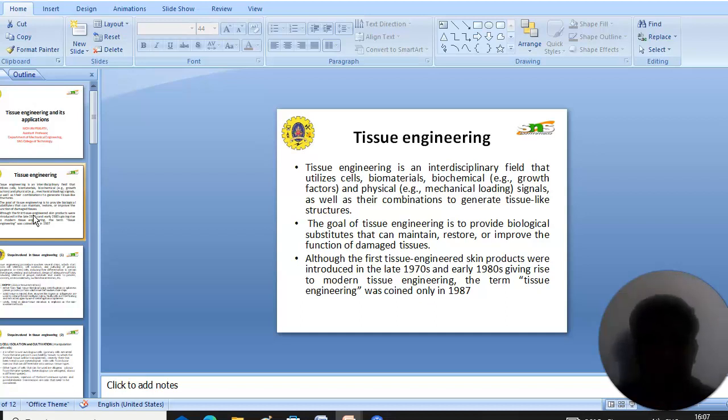First, I am going to introduce what tissue engineering is. Tissue engineering is the interdisciplinary field that utilizes cells, biomaterials, biochemical factors such as growth factors, and physical signals, as well as their combinations, to generate tissue-like structures. The main goal of tissue engineering is to provide biological substitutes that can maintain, restore, or improve the function of damaged tissues. Although the first tissue engineering concept was introduced in the late 1970s, the modern term tissue engineering was only raised in 1987.